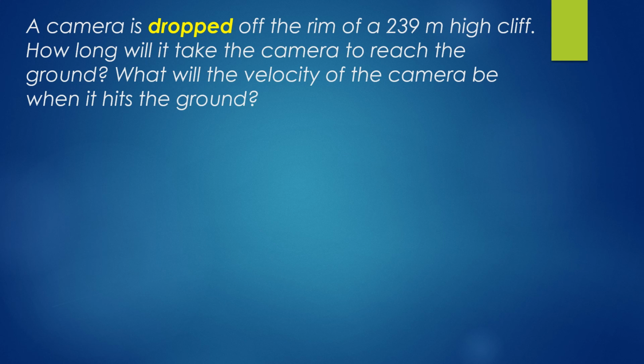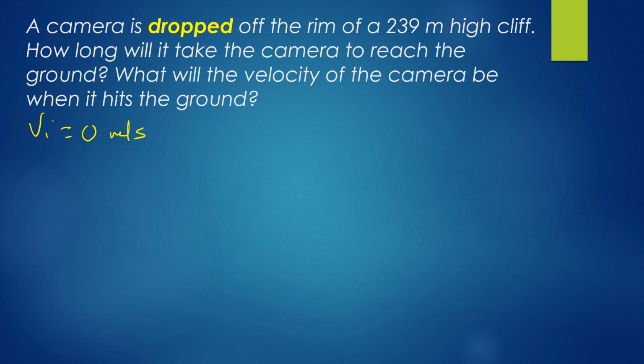So a camera is dropped off the rim of a 239 meter high cliff. How long will it take the camera to reach the ground? What will the velocity of the camera be when it hits the ground? So I bolded and highlighted dropped because if something is dropped or falls without actually throwing it down, that means my initial velocity is going to be 0 meters per second.